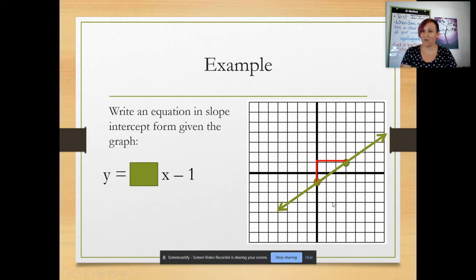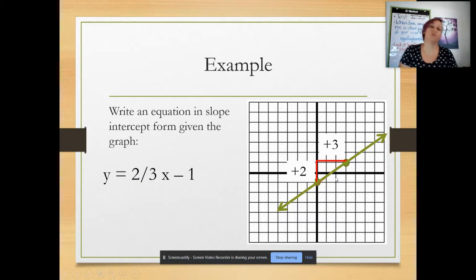Next, I just need to count how many boxes I rose and ran. So from my left dot, I'm rising up 2 boxes. So that's a +2 for my rise. And then once I get to this new spot, I'm going to run to the right 3 boxes. So that's a +3 for my run. Rise over run, my slope for this one is 2/3.